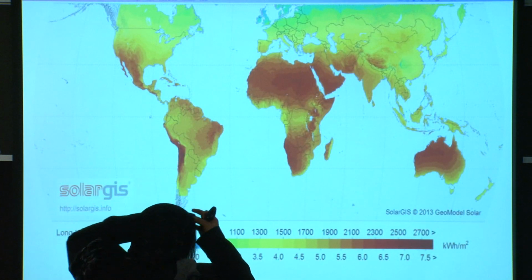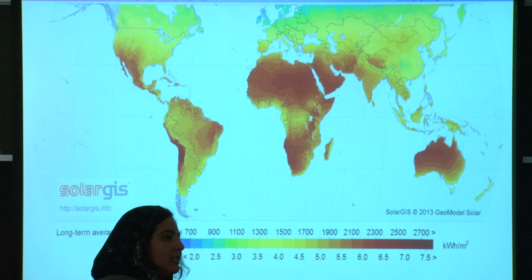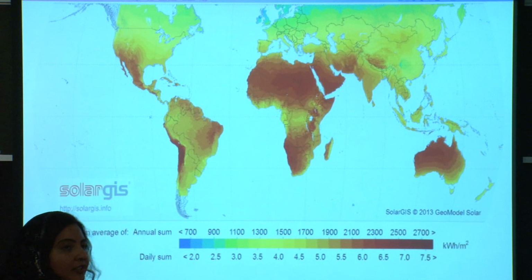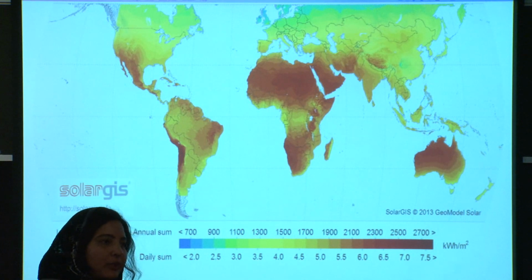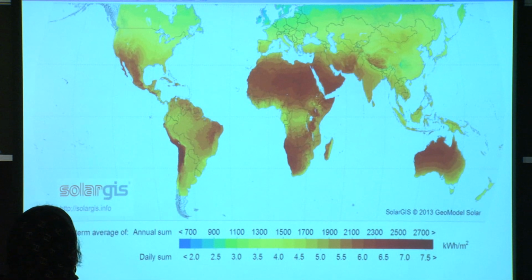Given the solar map, we can see, or we can predict, that Saudi Arabia is one of the most suitable lands for using solar energy. So I'm going to focus here on solar energy only, and how we can use it to facilitate the future production of energy, or meet the demand.